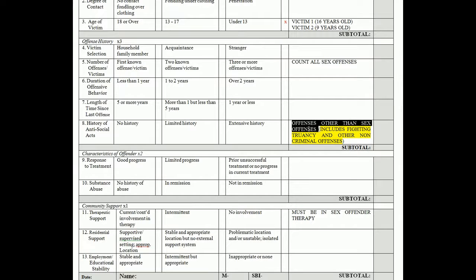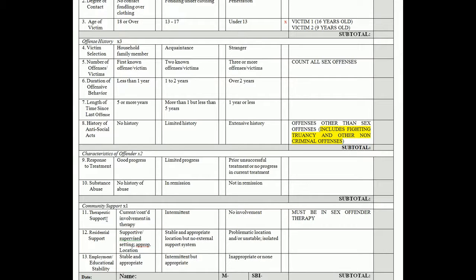You do not count sex offenses here. Those sex offenses are captured in number 5, which we just spoke about. That would be double counting. So we count all sex offenses in number 5 and any other offenses in number 8, history of antisocial acts, including offenses that aren't criminal, that may be described in your file.